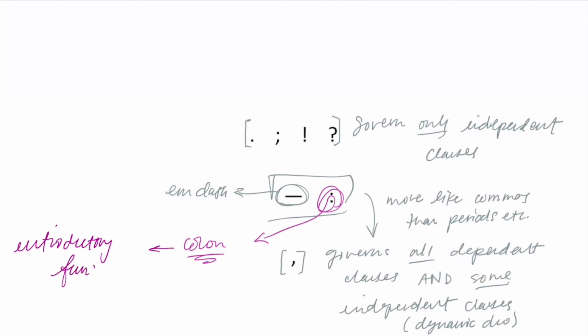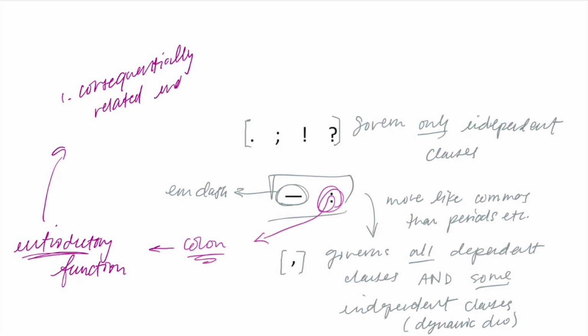I like to view the colon as a punctuation mark that serves, above all, an introductory function. Within this introductory function are two sub-functions, if you will. The first is to outline some kind of consequential relation between what comes before the colon and what comes just after it. In this function, the colon relates two independent clauses or phrases to one another.